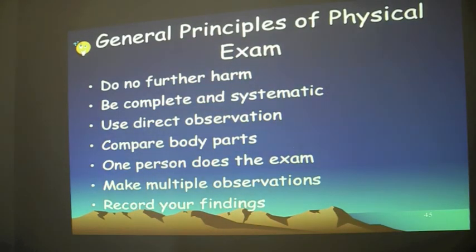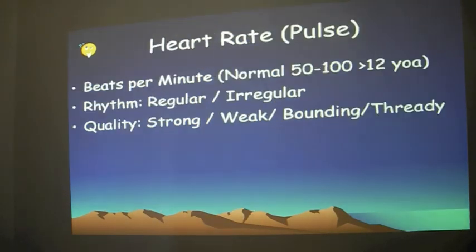So the general principles of a physical exam: our main thing is do no further harm. You need to be complete and systematic when you're doing this. Only one person does this, okay? Not two. Compare body parts. Look at the arms, they should look the same. The legs should look the same. Make multiple observations, and very important, record your findings. If somebody is seriously injured, you want to check them continuously every 5 minutes. If they're not seriously injured, then you can do your vital check about every 15 minutes.